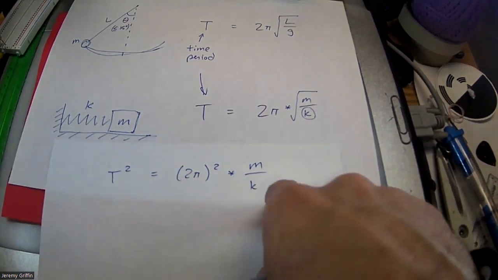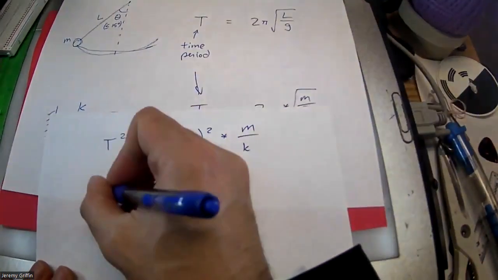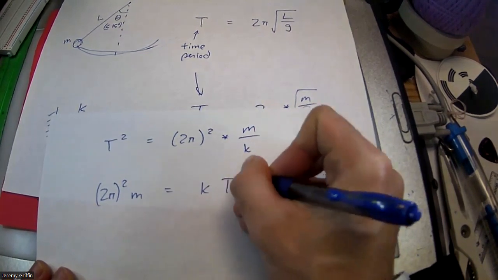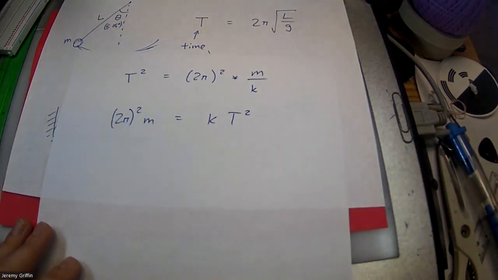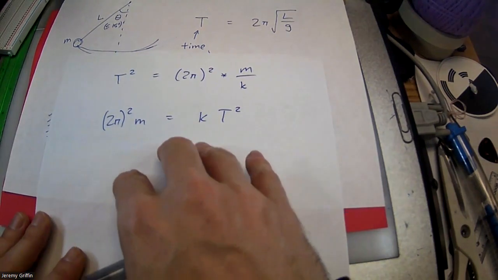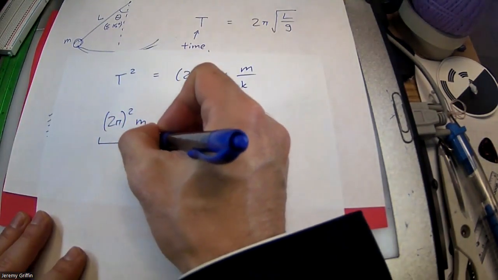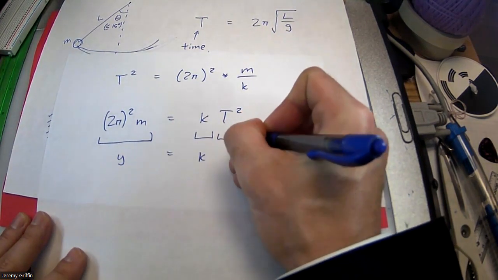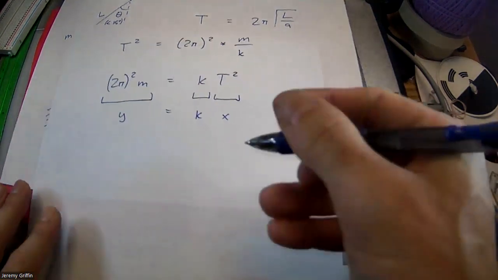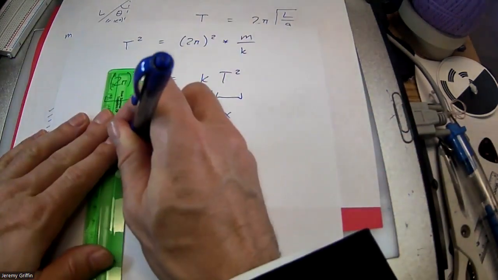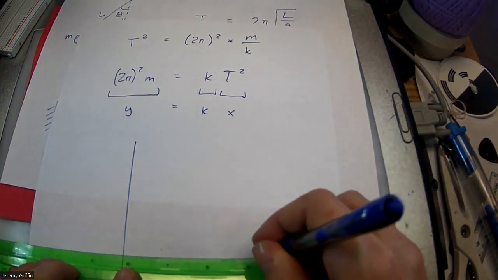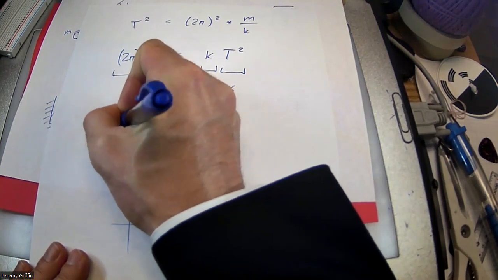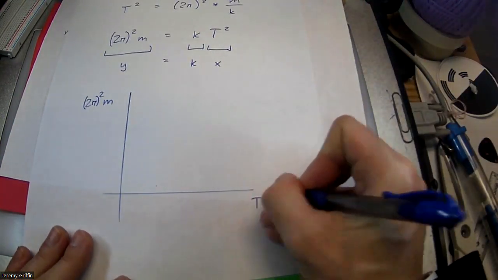Oh, hey, how about this? What if I cross multiply with the k? Would that look like this? 2 pi quantity squared times m is equal to k T squared. Would that be true? This isn't the only way you could do it, but this could be one of the solutions, because look at this. Isn't this like y equals kx? So I see what you could do with this. You could totally have a graph where you put 2 pi quantity squared times mass up here, and you could put the square of the time period here.